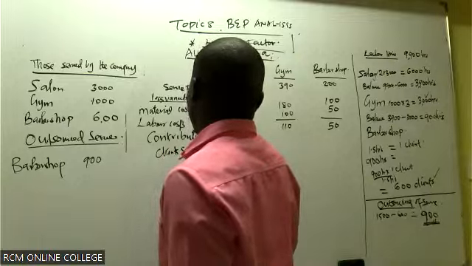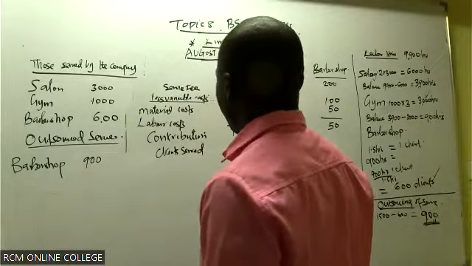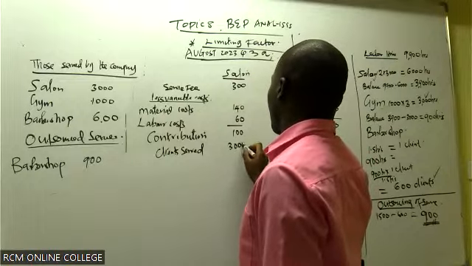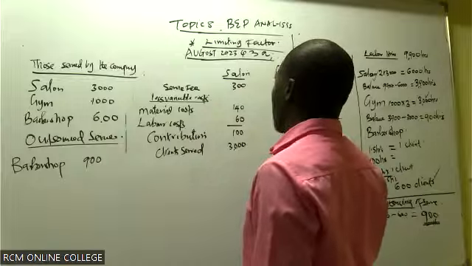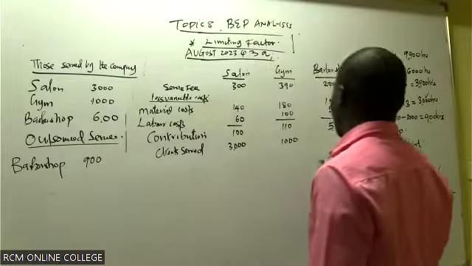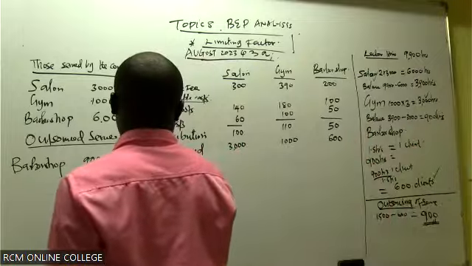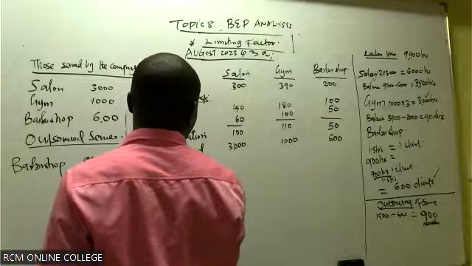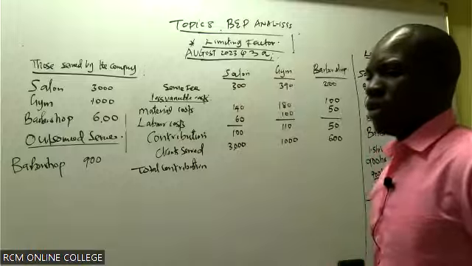So the clients served, one, under salon, I'm going to serve 3,000. Under gym, I'm going to serve 1,000. Under barber shop, I'm going to serve 600. See, I'm now able to get total contribution.